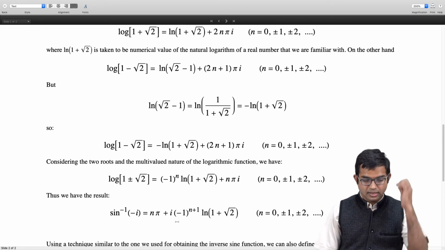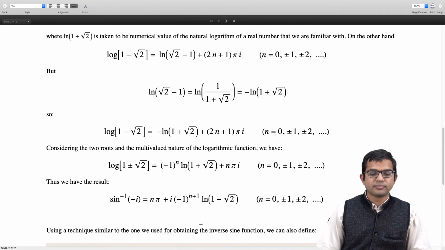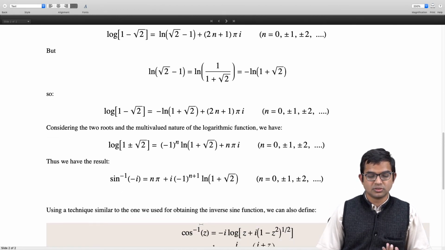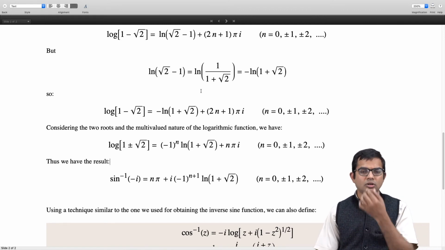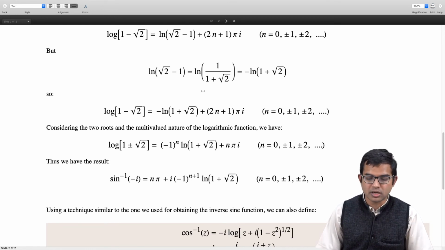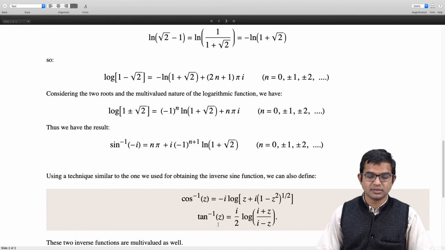Sine inverse is one example we have looked at, but in fact we can use a similar method to define the other inverse functions. So cosine inverse of z, you can work this out, using a method very similar to the sine inverse function. You have another quadratic equation, solve for it, and you can show that it makes sense to define cos inverse of z to be minus log of z plus I times 1 minus z squared the whole power half, and tan inverse of z is defined as I over 2 log of I plus z divided by I minus z. Right?